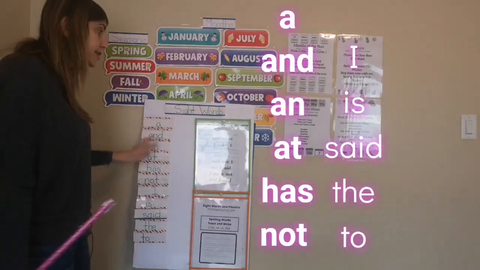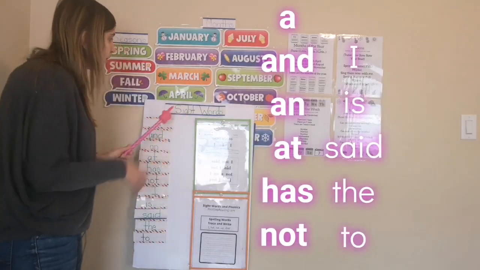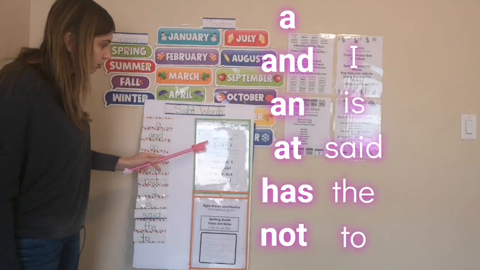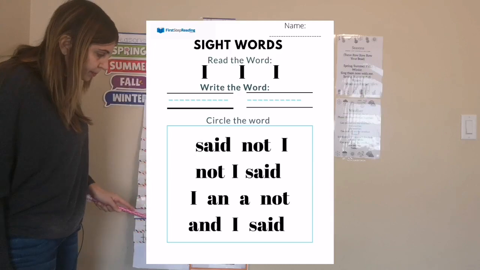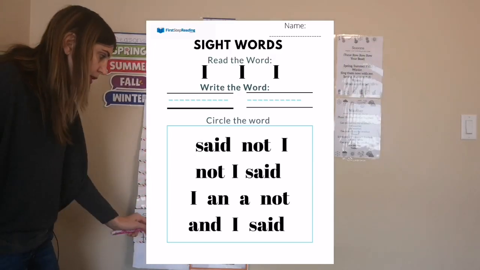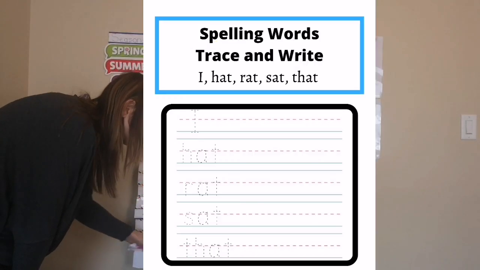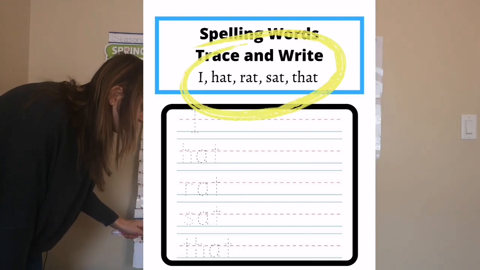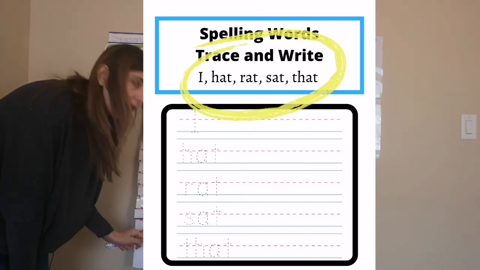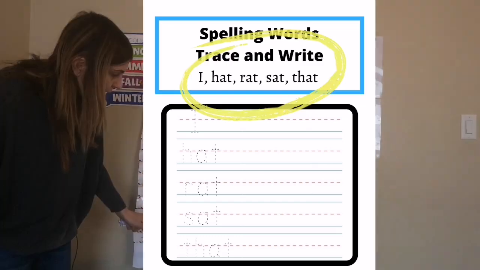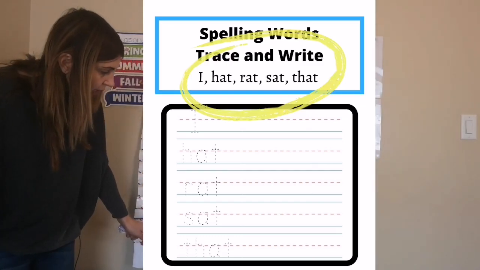We don't memorize every word, but we memorize our sight words. So that's our word for today: I. And if your parent wants to do a spelling test, we have a spelling test you can print that has the word I and then has the at words: hat, rat, sat, and that.